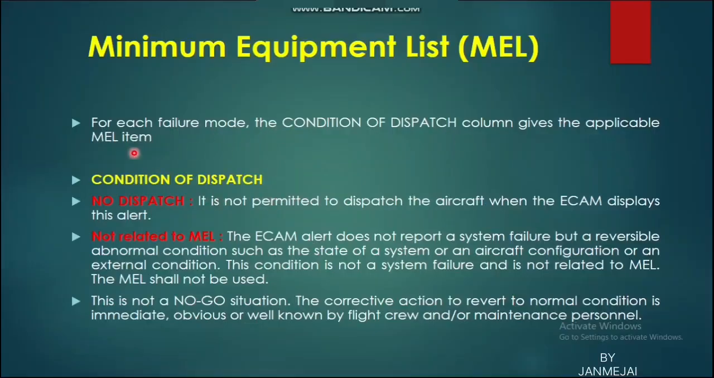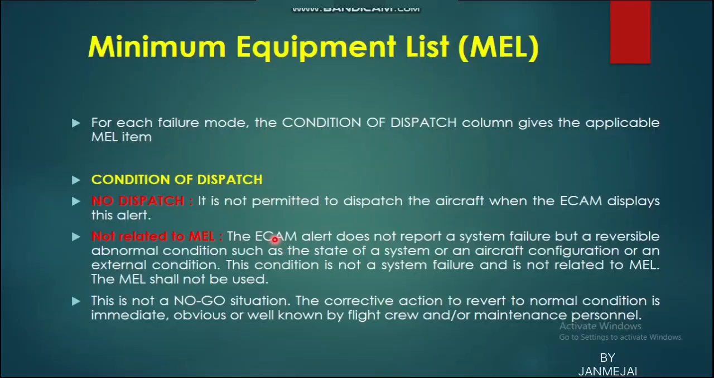For each failure mode, there is a condition of dispatch column giving the applicable MEL item. So what does condition of dispatch mean? Somewhere you will find it written no dispatch. I will come back with the slide. So the condition of dispatch is something you will find in the ECOM entry, and sometimes you will find the words no dispatch. What does that mean? It is not permitted to dispatch the aircraft when the ECOM displays this alert.